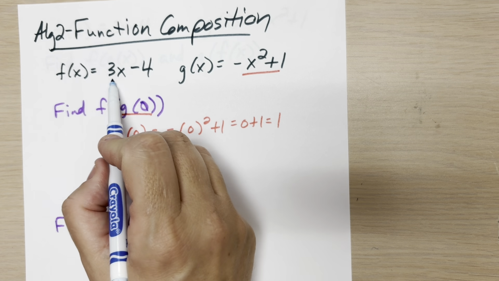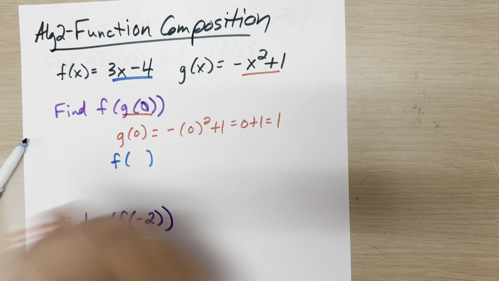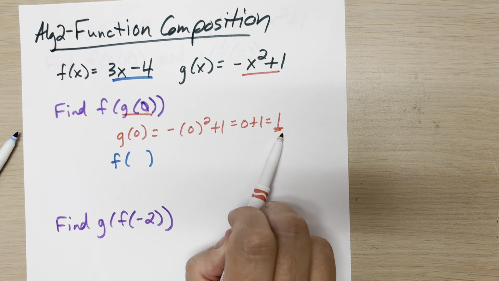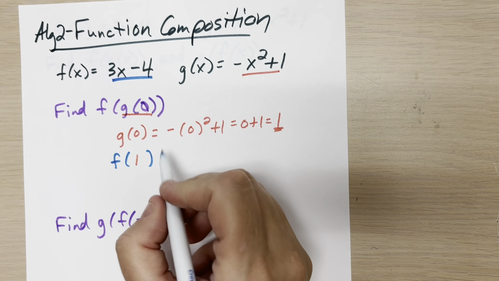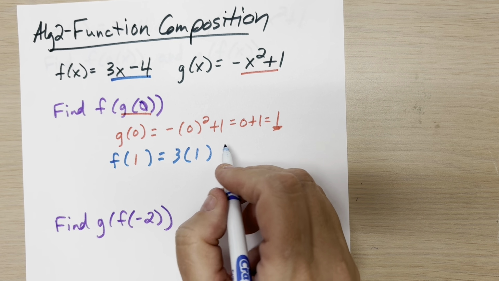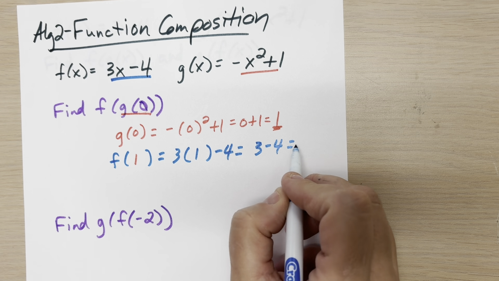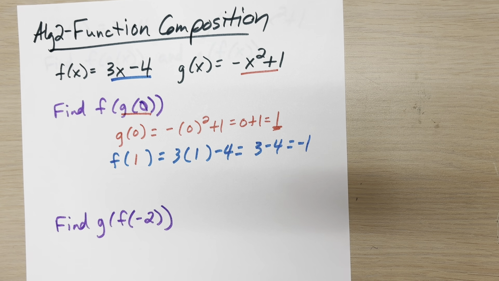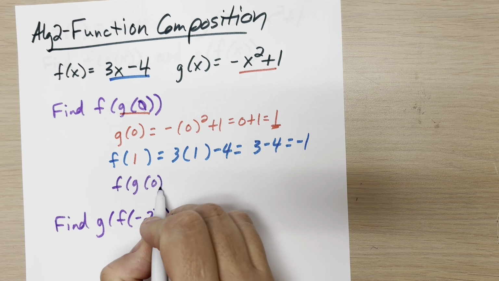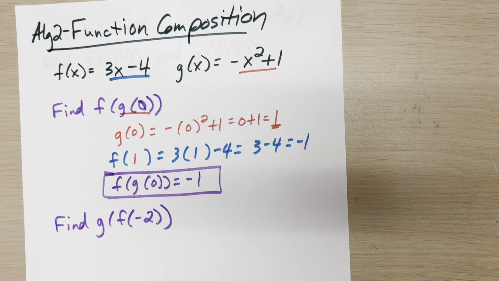Next, I'm going to look at the f function rule, and I am going to substitute in my answer from up here. G of 0 is 1. So I'll go to my f function rule, 3 times 1 minus 4. 3 minus 4 is negative 1. So I can finish up my problem by saying that f of g of 0 equals negative 1.